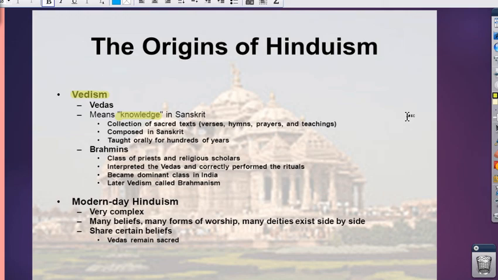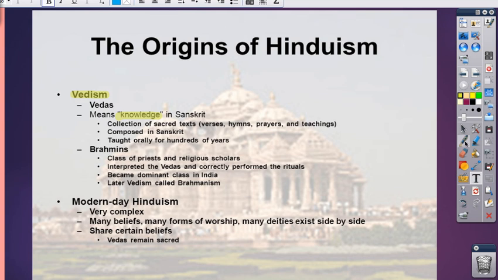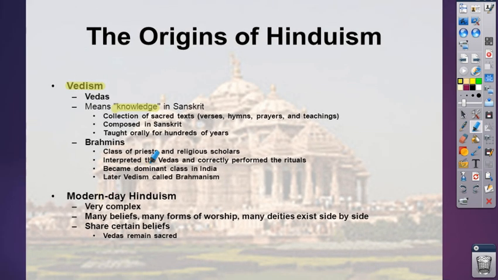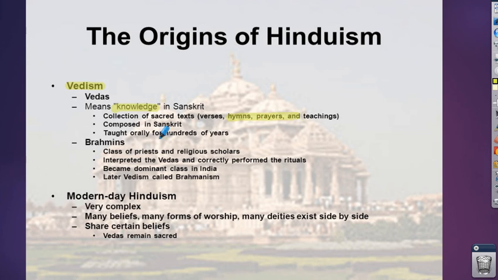Now for hundreds of years, these sacred texts, these hymns and verses and prayers, were taught orally. They were passed down for hundreds and hundreds of years by storytelling. The Brahmins, which you know hopefully by now, are the priests. They were priests and religious scholars. They were the ones who interpreted the Veda. So they were the ones who spoke out to the people in the land what the Veda said and what it meant. They were also the only ones who could perform religious ceremonies or rituals that the Vedas called for.